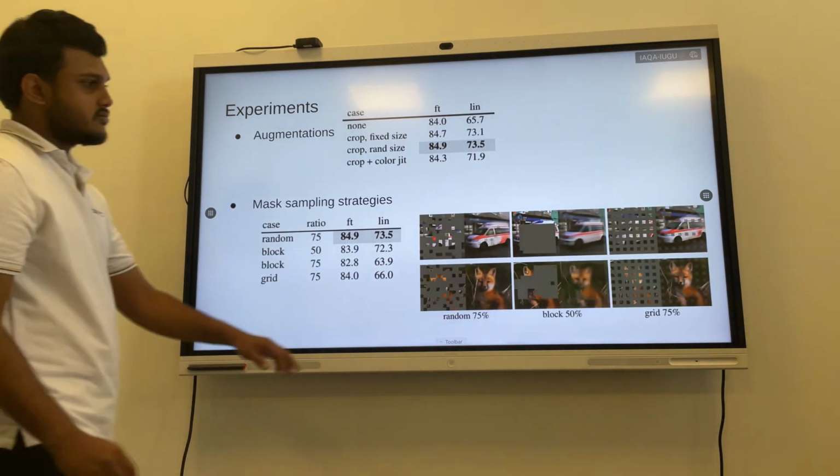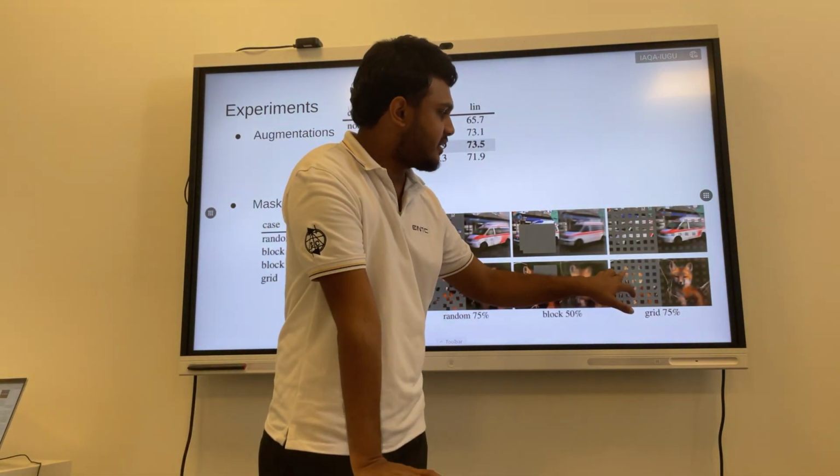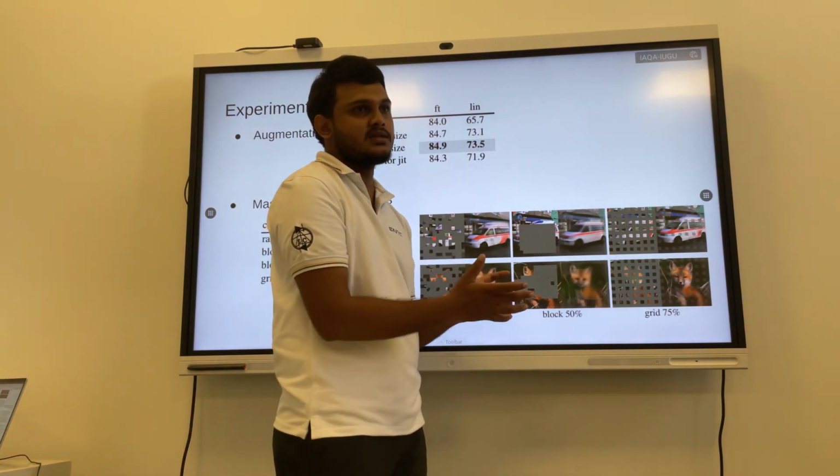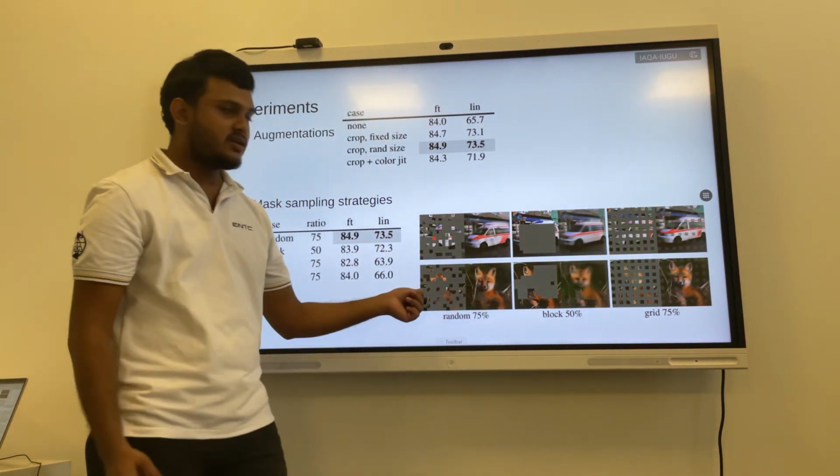I can tell you that if we do something like this, that interpolation case can still be done, right? So to make the task more challenging for the model, random masking will do the job, right?